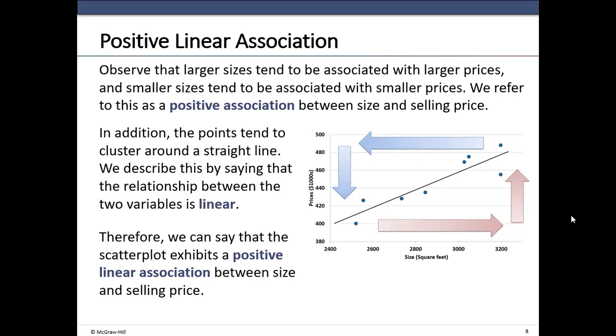So we say there's a positive linear association. Why do we say linear? Linear comes from the word line. It means, as you can see, all these data points are clustered around a straight line. Hence the word linear, positive linear association. That means the points are clustered around a straight line with a positive slope. That means going up the hill.